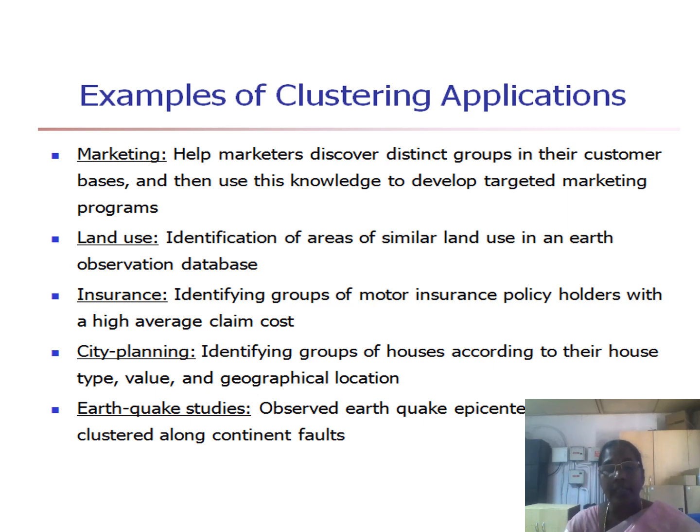Even for agriculture, people cultivate some of the soils and pulses based upon the characteristics and features of the soils. So insurance: identifying groups of motor insurance policy holders with a high average claim cost. Maybe based on the claim cost, the policy holder may be insured for 10 lakhs or 15 lakhs, or maybe 2 lakhs or 3 lakhs. Based on that, we can go for a group of motor insurance policies.